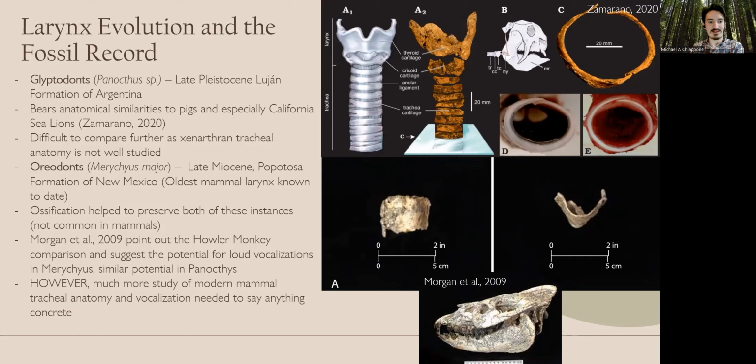Morgan et al., 2009, point out that the howler monkey comparison, which I made earlier, suggests the potential for loud vocalization in these oreodonts, and there's similar potential in Panoptis. However, much more study of modern mammal tracheal anatomy and vocalization is really needed to say anything concrete.